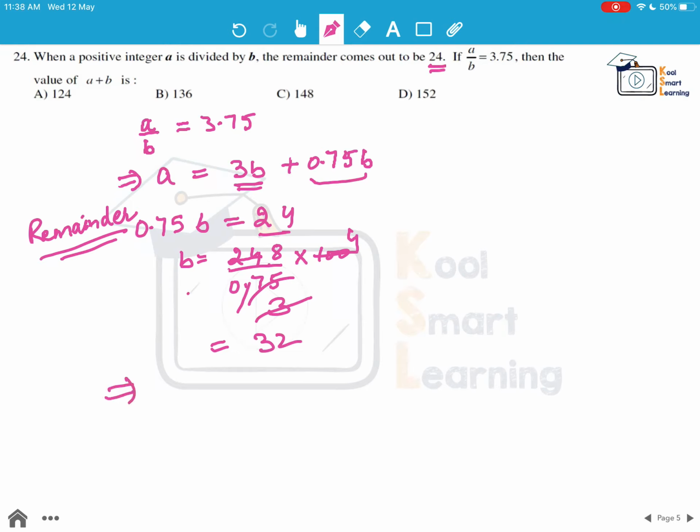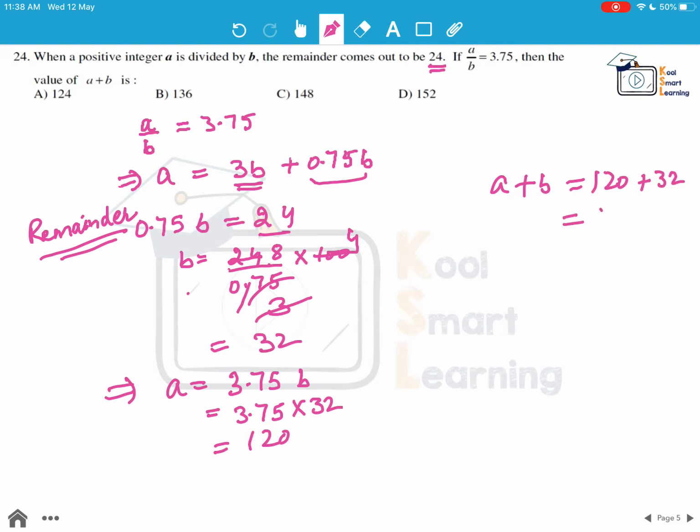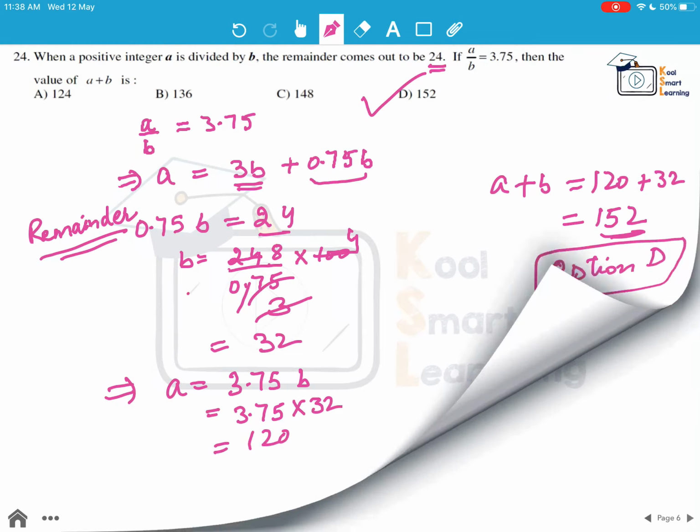Right, so this gives a equal to 3.75b, which is nothing but 3.75 into 32, and that is 120. Now we have to find out a plus b. This is 120 plus 32, so this comes out to be 152, which is option D. So option D is the answer to this question.